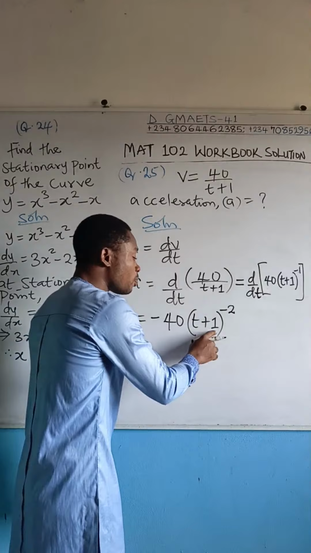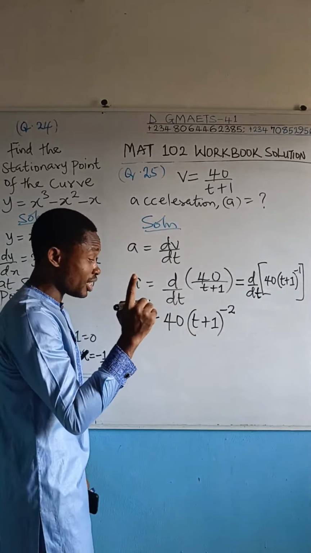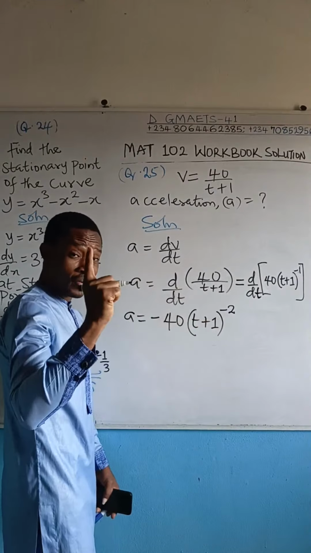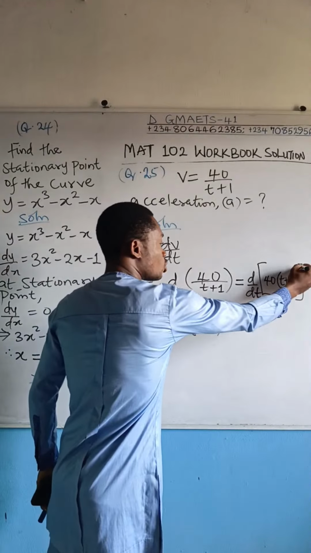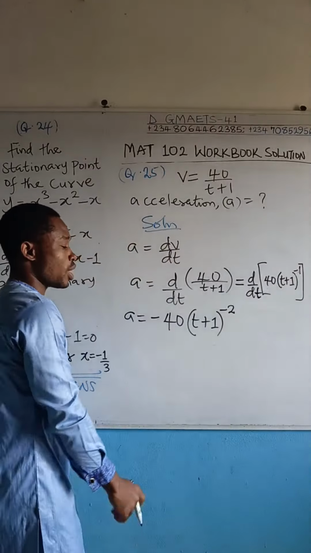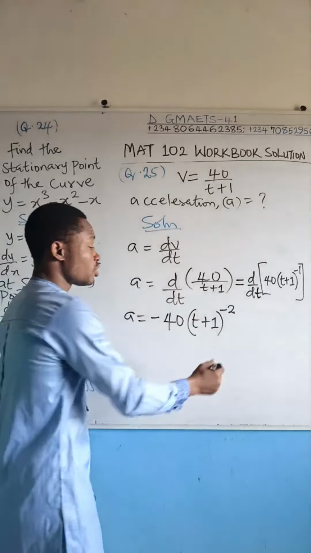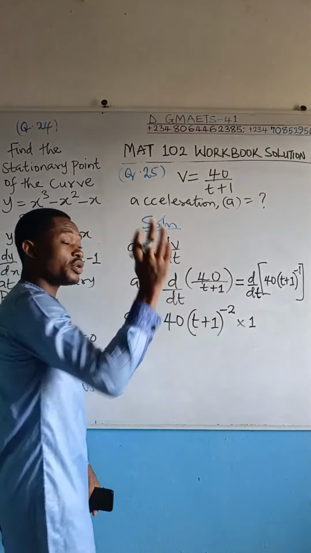But if you differentiate t plus 1, you are going to get 1 rather. When I did this external differentiation, I am meant to move in and then differentiate what you have inside, t plus 1. Differentiate t, you get 1. So this is going to be times 1. Differentiate this 1, you get 0, it goes off.